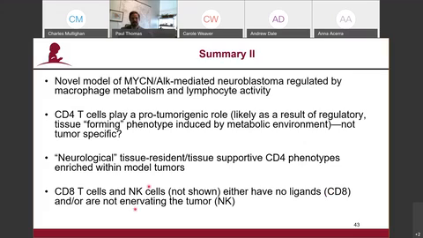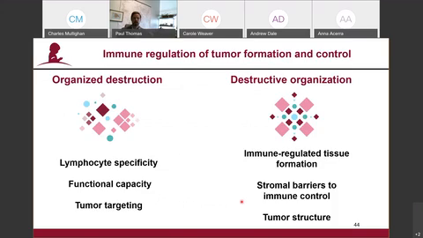And CD8 T cells, and for the sake of time, I didn't show you NK cells, either have no ligands for CD8 or are not innervating the tumor. In the case of NKs, they also seem to be blocked from getting into the tumor space. And so what I want to leave you with is thinking about these two non-mutually exclusive ways that the immune response interacts with the tumor.